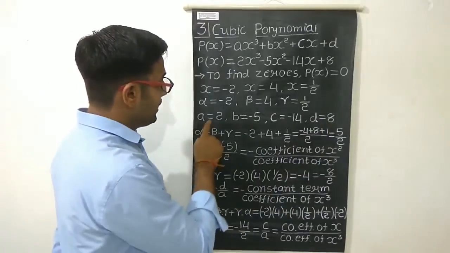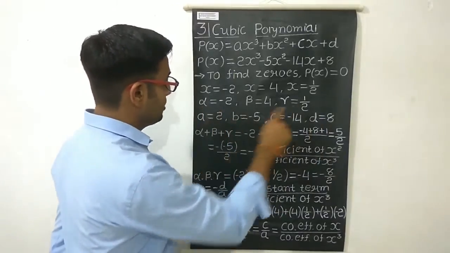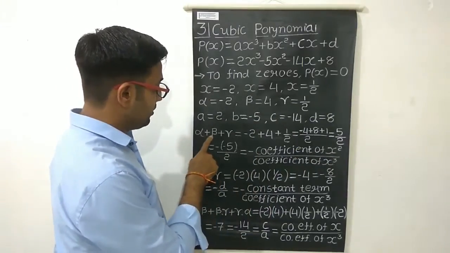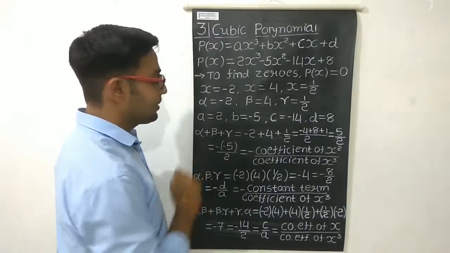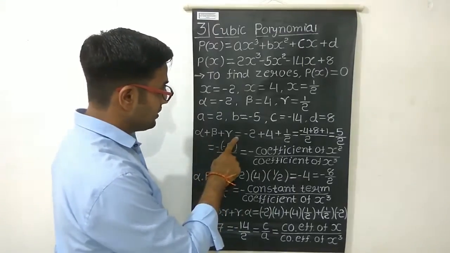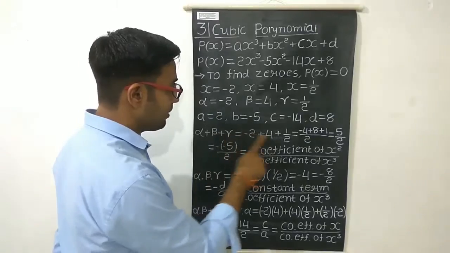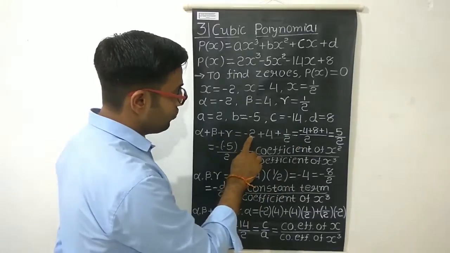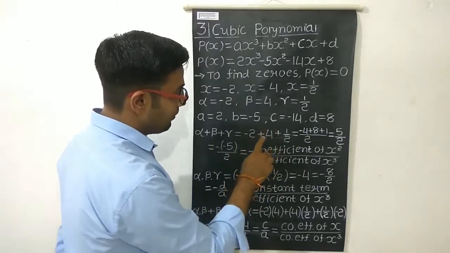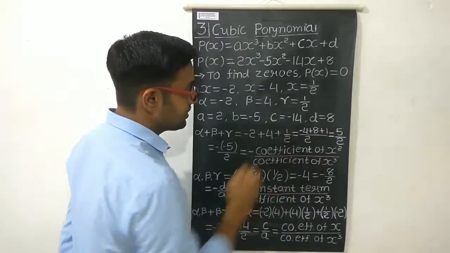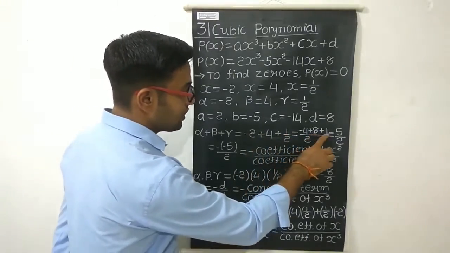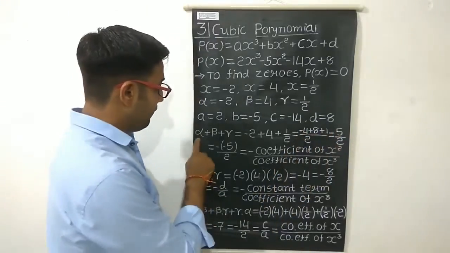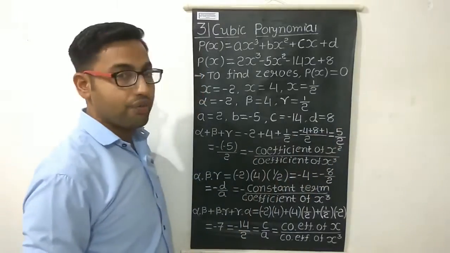So here also there is no direct relation between these zeros and this coefficient. To find the relation, first of all we have to add all three zeros, alpha plus beta plus gamma. Alpha is minus 2, beta is 4, and gamma is 1 upon 2. Taking 2 as the LCM, we multiply minus 2 by 2 to get minus 4, and 4 by 2 to get 8, and 1 remains as it is. In the numerator we get 8 plus 1 is 9, minus 4 is 5, and the denominator is 2. So alpha plus beta plus gamma is equal to 5 upon 2.